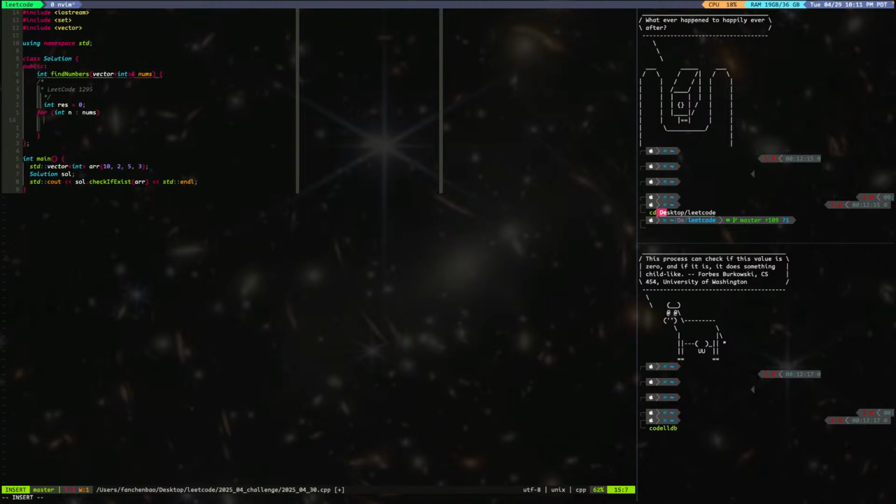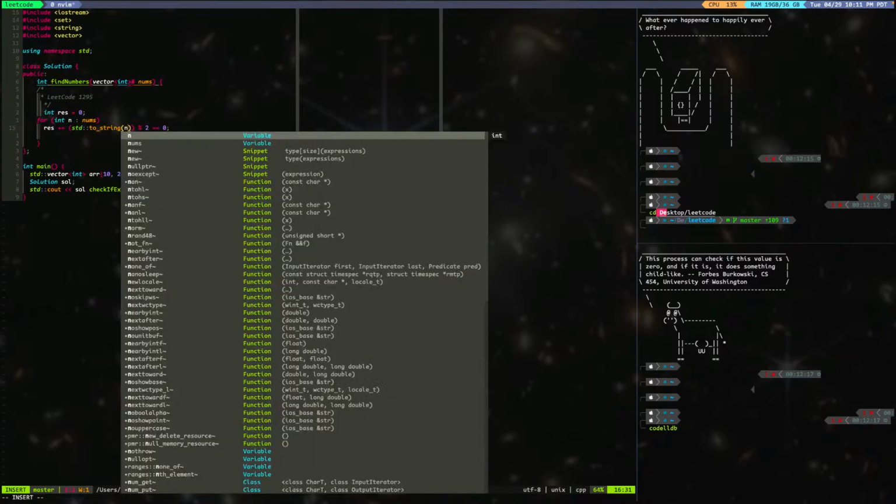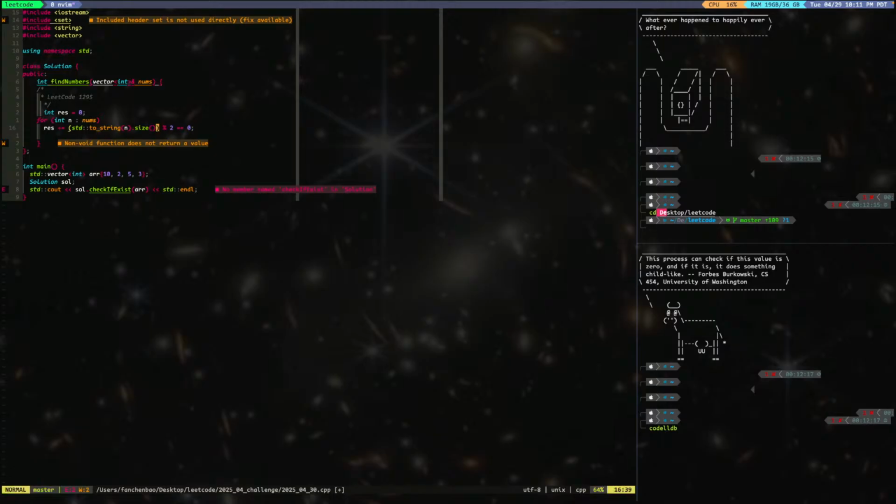Oh, and pretty much I can do this, right? Plus equal to, and then we say something mod 2 is equal to 0, right? And this is going to be std to string n dot size. Pretty sure I don't need this. We can just return res.